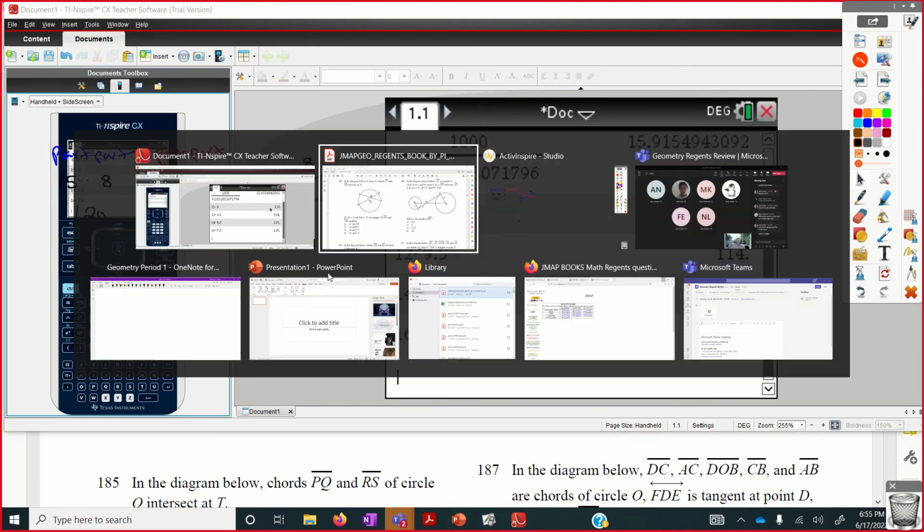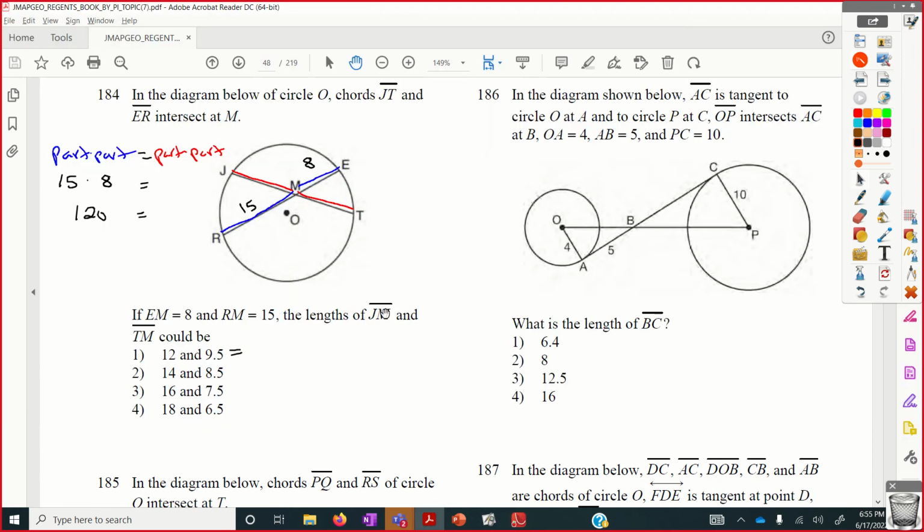So we get 114, 119, 120. All right, so you get the idea here. And so then we know that we would be doing 16 times 7.5 here to make these two things equal. And there's my answer.